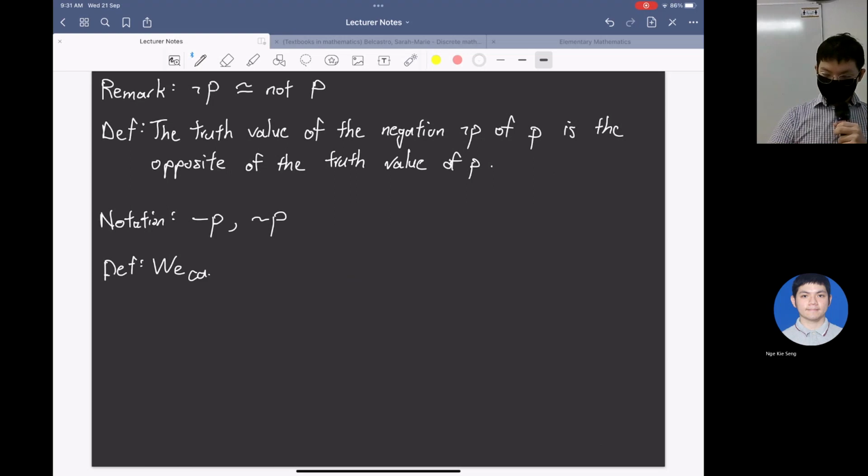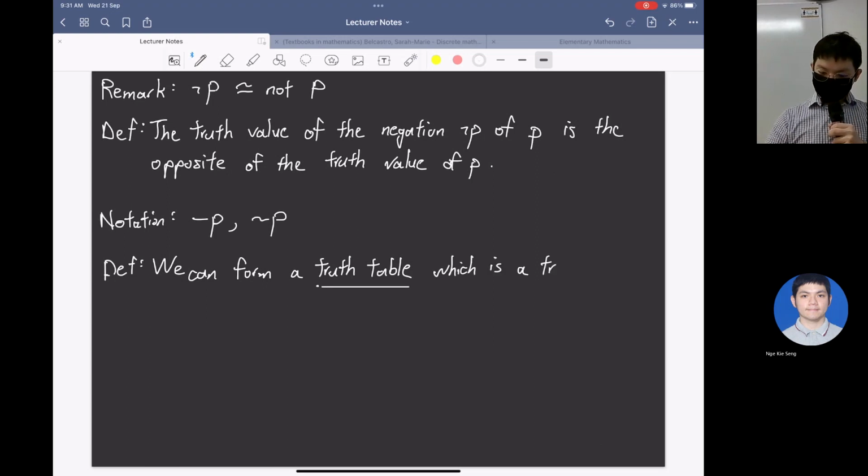In this case, we can form a table called a truth table. This table will consist of all the possibilities of the truth value that the proposition can take.